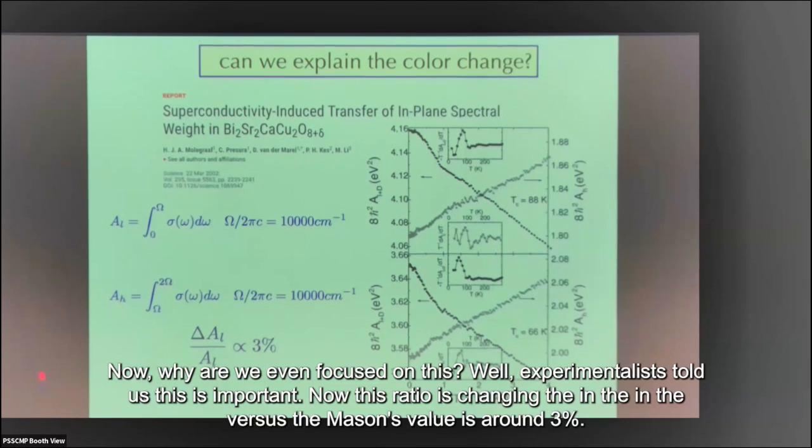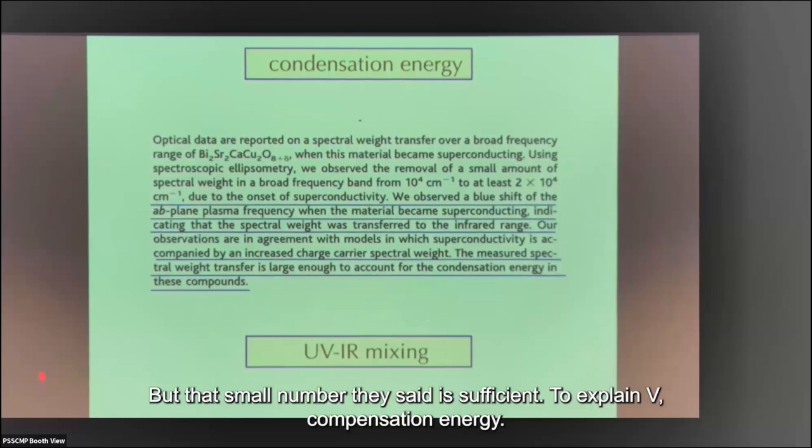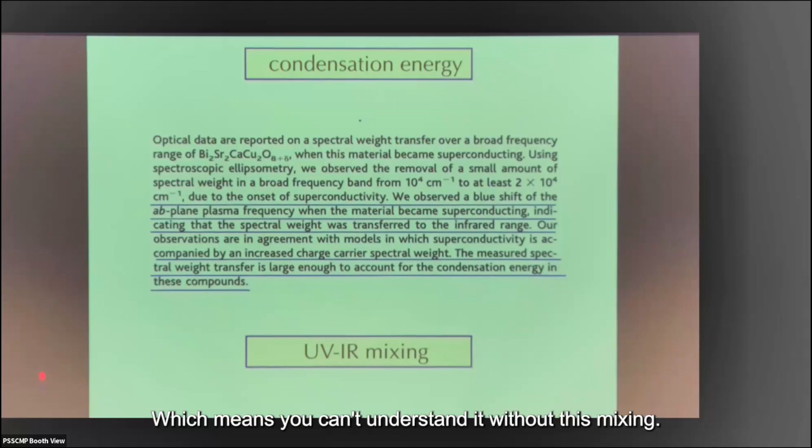Now, why are we even focused on this? Well, the experimentalists told us this is important. This ratio, this change in the spectral weight versus the normal-state value, is around 3%. But that small number, they said, is sufficient to explain the condensation energy. So this transfer of spectral weight from high to low energies, they say, is related to the condensation energy in this problem, which means you can't understand it without this mixing.